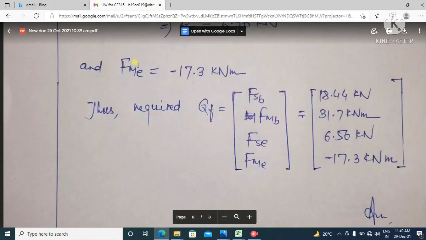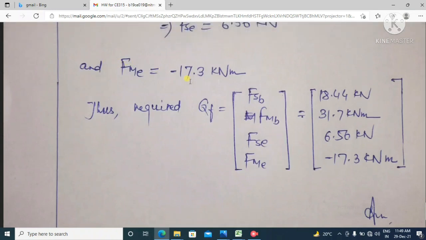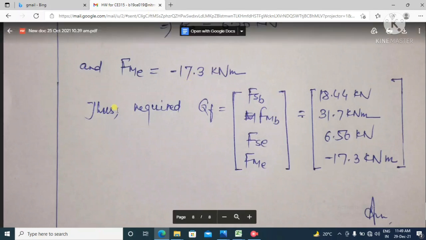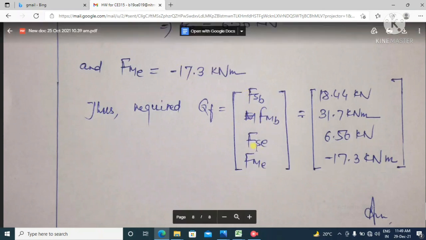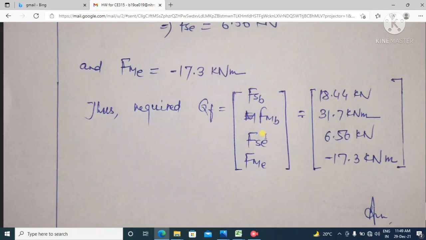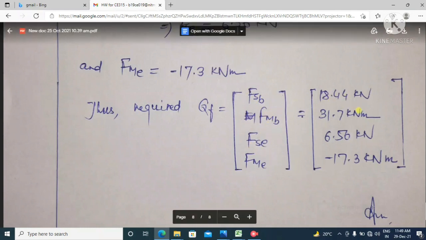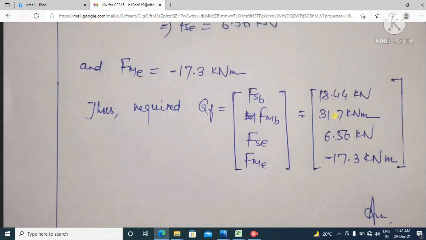So FSB we know, FSE we got 6.57. In this way we can calculate FME also, you don't need to worry about that. This is how I have written it here. So the required fixed end forces will be FSB, FMB, FSC, and FMC. This is the way of writing the fixed end forces. Here the beam I have considered axially rigid. So finally we got this answer.